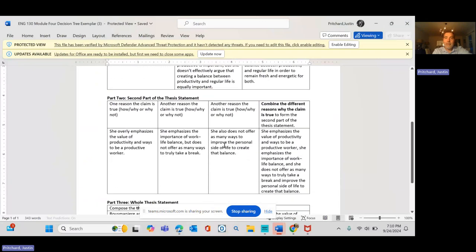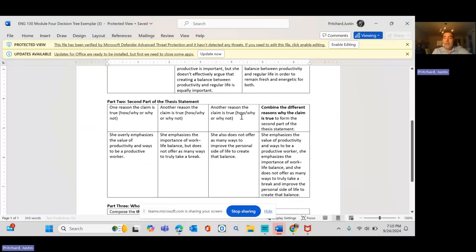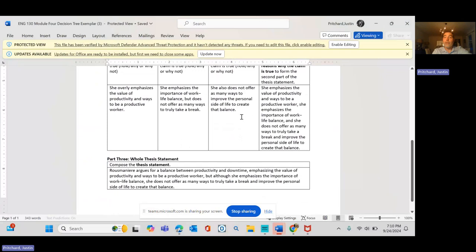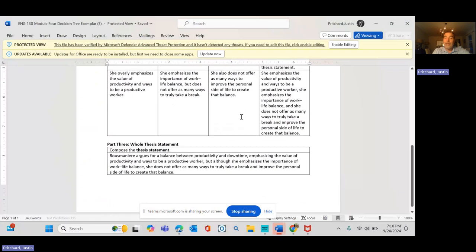Now, if we move down into the second part of this thesis statement, the reason the claim is true, a second reason the claim is true, a third reason the claim is true, and then you're going to combine all of these together. So you really get a complex statement. And so here's one, here's two, here's three. And it ends up sounding like: she emphasizes, so she being the author, the value of productivity and the ways to be a productive worker. She emphasizes the importance of work-life balance as that does not offer as many ways to take a break and improve the potential side of life to create that balance.